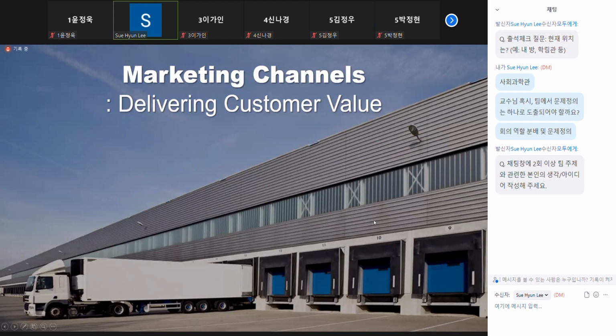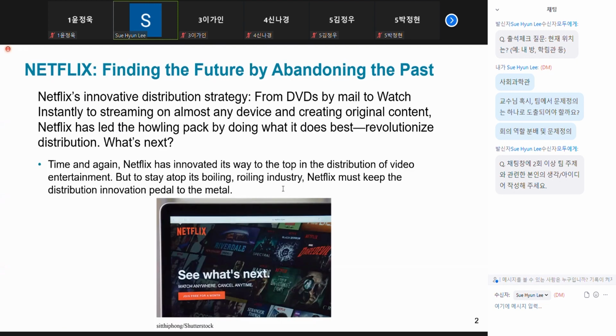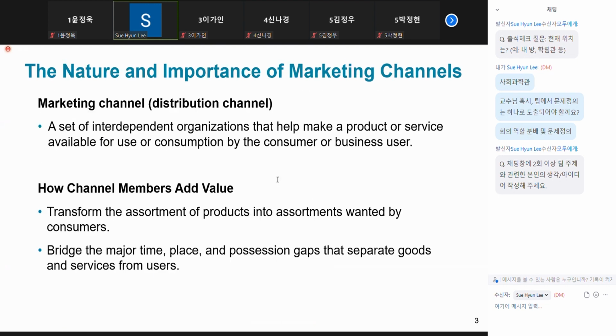Okay, hello everyone. Today we're going to talk about chapter 8, which is marketing channels for delivering customer value. There are few producers who sell their goods directly to final consumers, and there are intermediaries to help producers sell their products to consumers through them. So this marketing channel is a very important key term we have to understand, in the place part. Most producers use these intermediaries to bring their products to market.